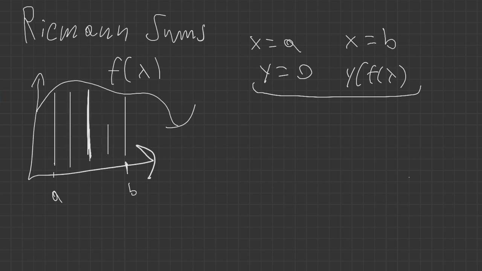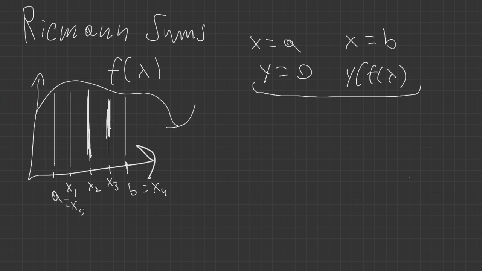And what we can do to approximate this is split this into multiple different subsections. So we can call this here x1, this here x2, and this here x3. And then we can also say that our last bound is x4 and that our first bound is x0.